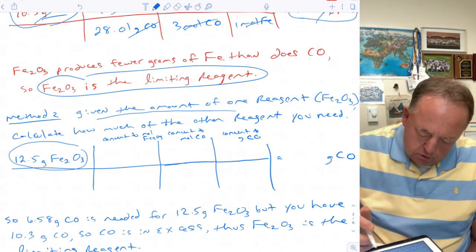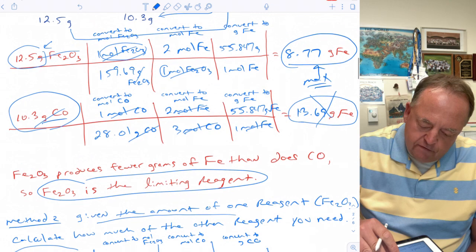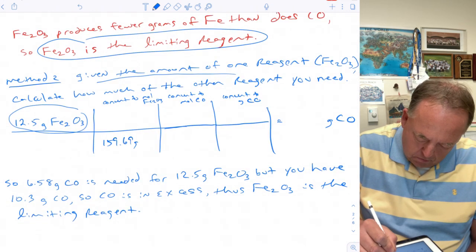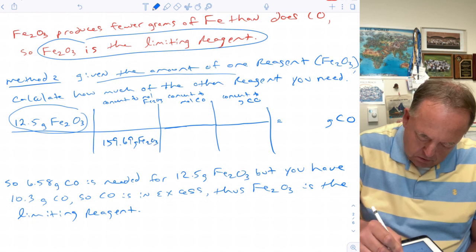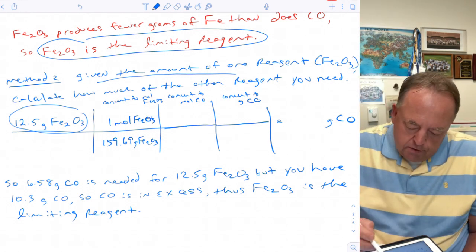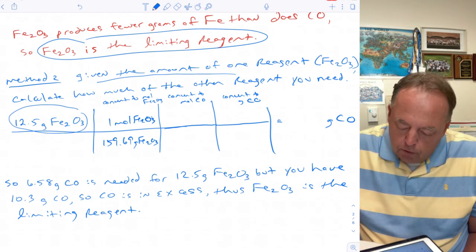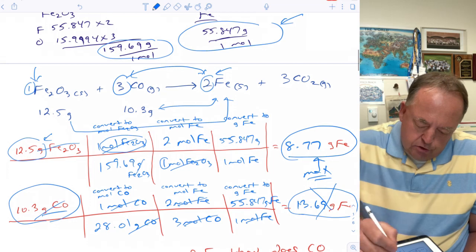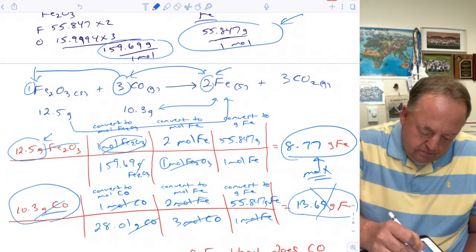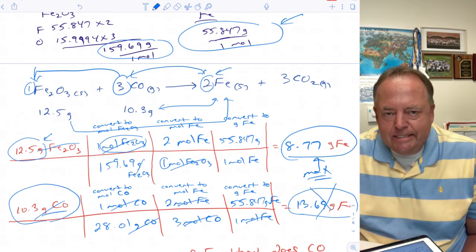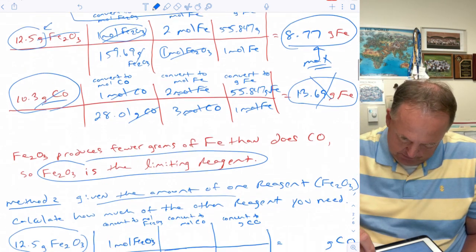Okay, so to convert to moles, we just need the molar mass, so 159.69. So grams cancel out, and now you're in moles of iron 3 oxide. Now we're going to convert to moles of carbon monoxide. How do you do that? You use the molar ratio, right? It's a 3:1 ratio. So every 1 mole of iron 3 oxide needs 3 moles of carbon monoxide.